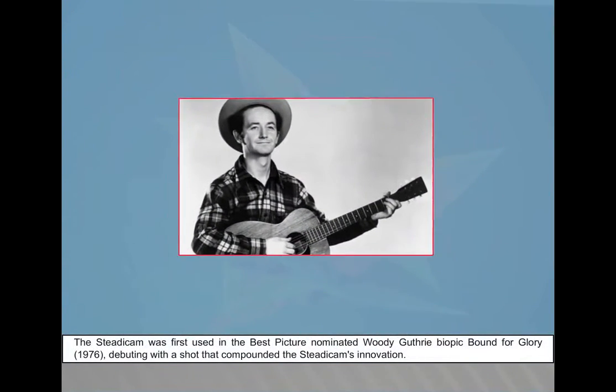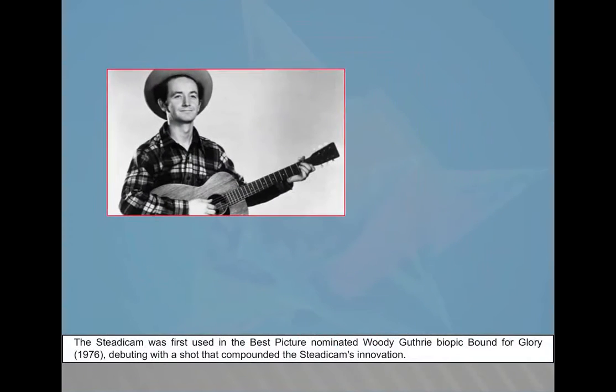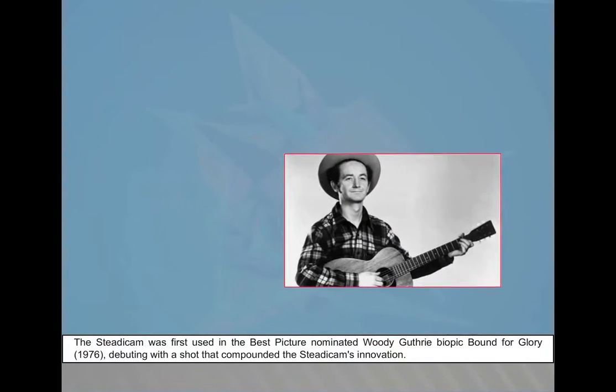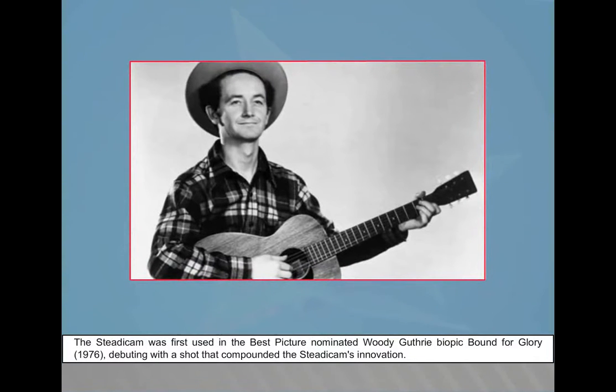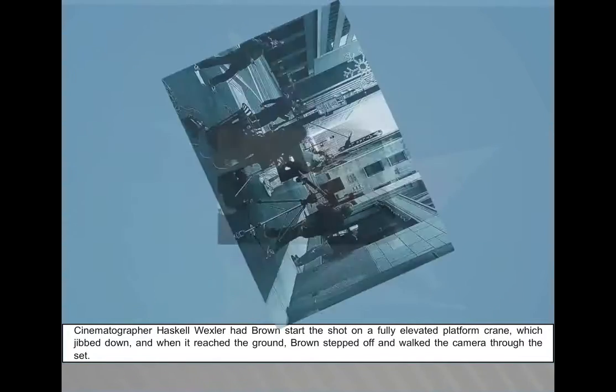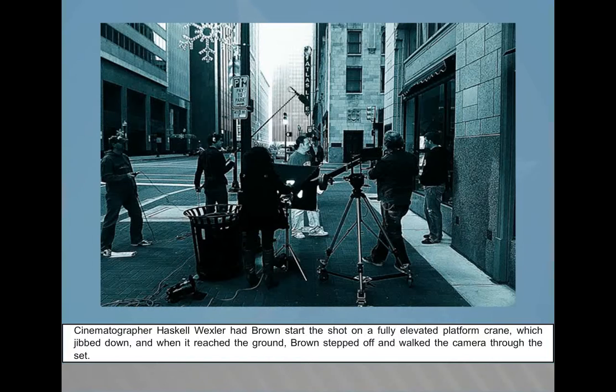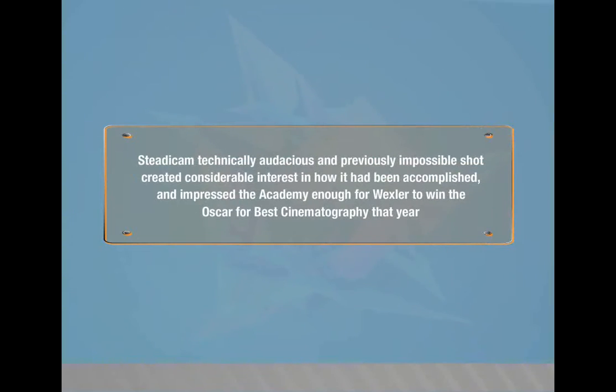The Steadicam was first used in Best Picture-nominated Woody Guthrie biopic Bound for Glory, 1976, debuting with a shot that compounded the Steadicam's innovation. Cinematographer Haskell Wexler had Brown start the shot on a fully elevated platform crane which zipped down, and when it reached the ground, Brown stepped off and walked the camera through the set. The technically audacious and previously impossible shot created considerable interest in how it had been accomplished and impressed the Academy enough for Wexler to win the Oscar for Best Cinematography that year.